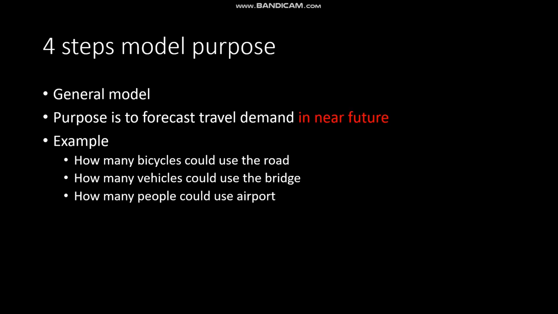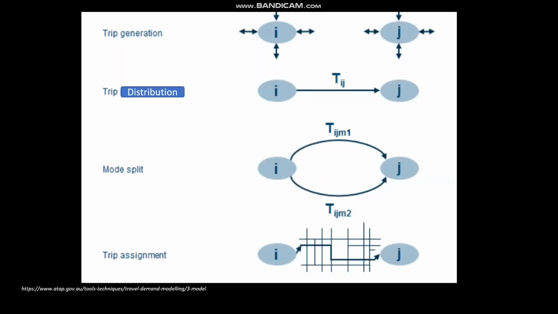The purpose of the 4-step model is to forecast travel demand in the near future. That means you can take into account what will change in land use or population in the near future, but you do not know exactly about the far-away future. So this is a visualization of this 4-step framework.